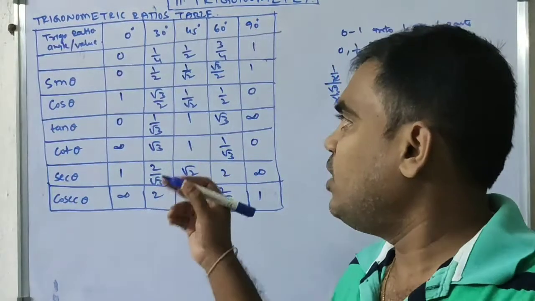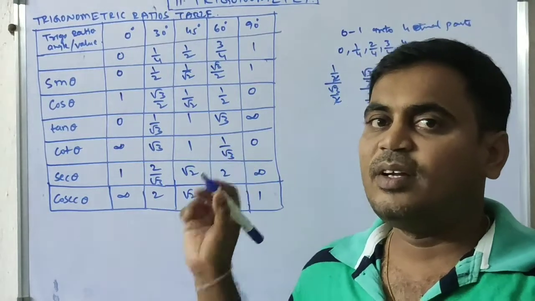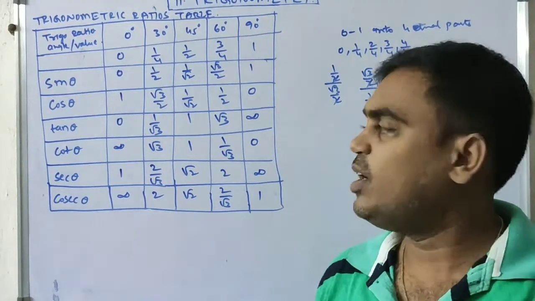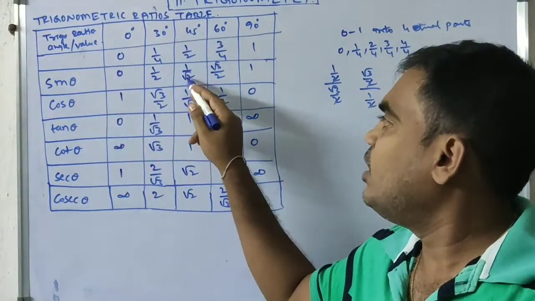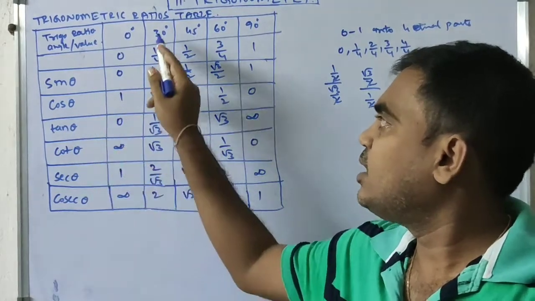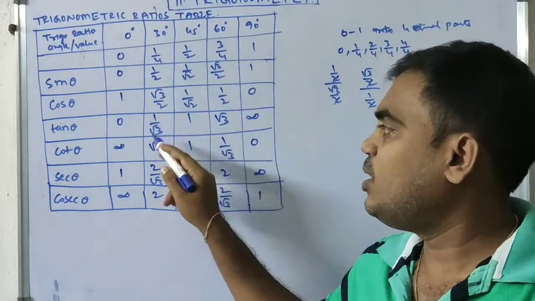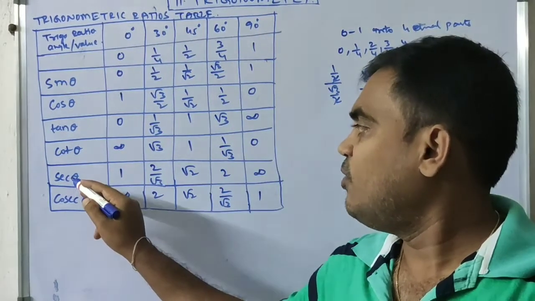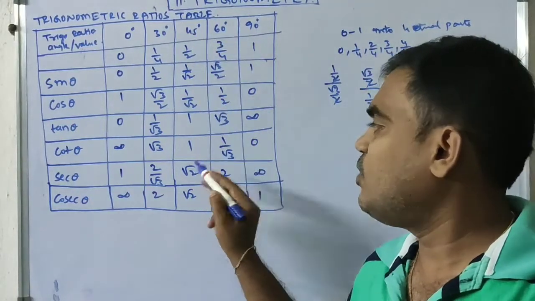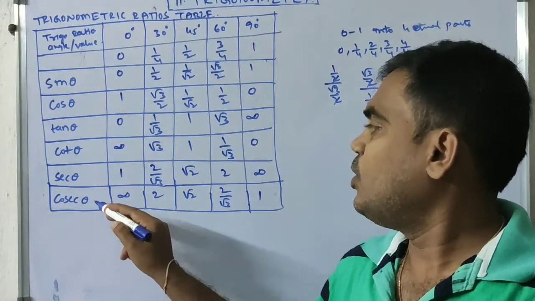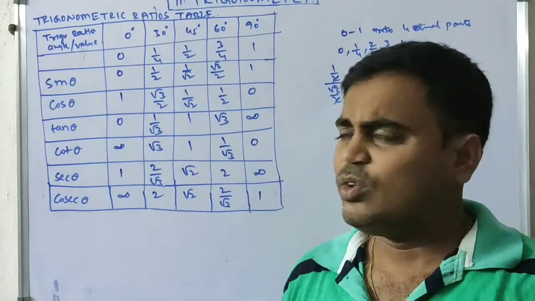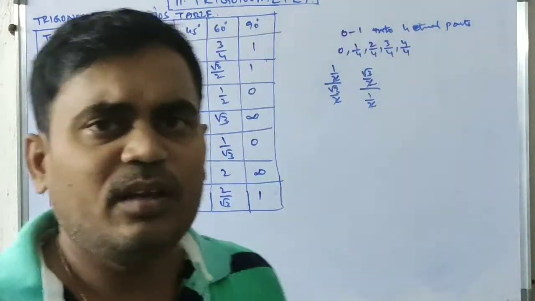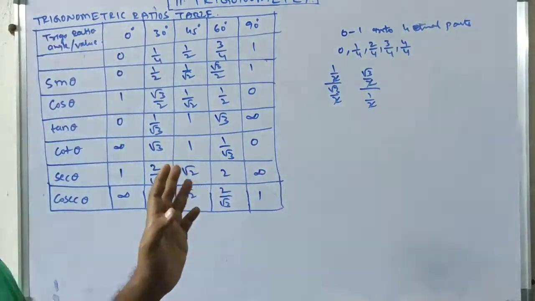With the help of the table, we can find the values of trigonometric ratios at corresponding angles. For example, sin 45 is 1 by root 2. Tan 30 is 1 by root 3. Cot 90 equals 0. Sec 45 is root 2. Cosec 0 equals infinity. So all these values we found already, in the previous class.